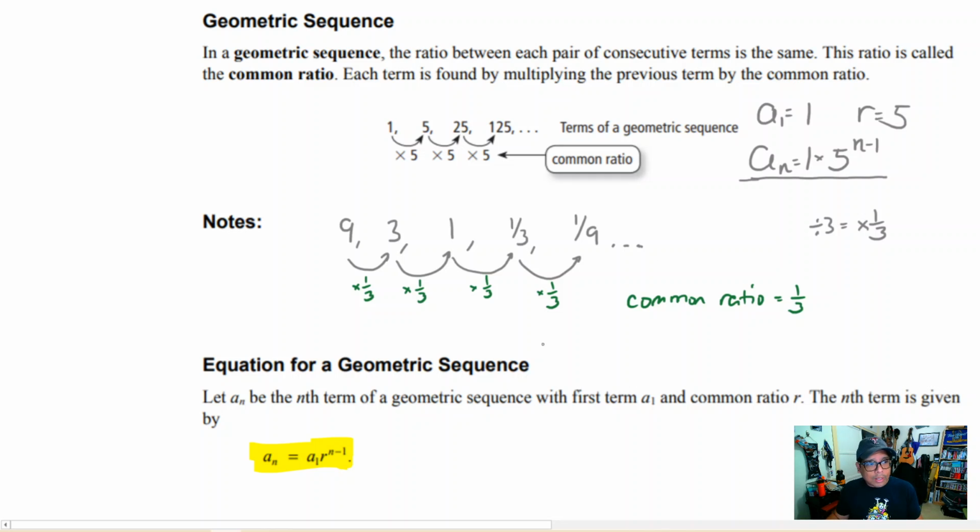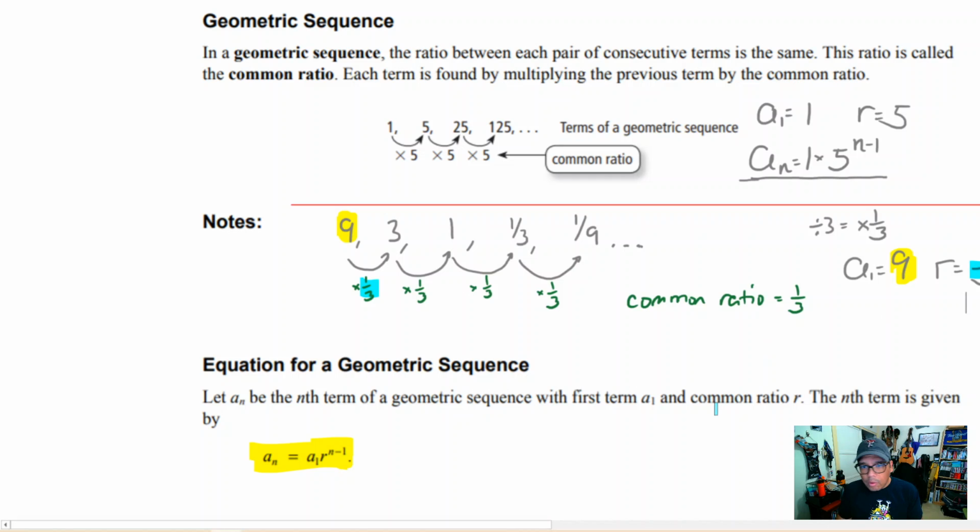Now, we can look at the exact same thing with this second sequence that we have. Let's kind of separate it. We know the first term is 9. We know the ratio is 1/3. So that equation for the geometric sequence, a(n), is going to be equal to 9 multiplied by 1/3 to the n minus 1 power.